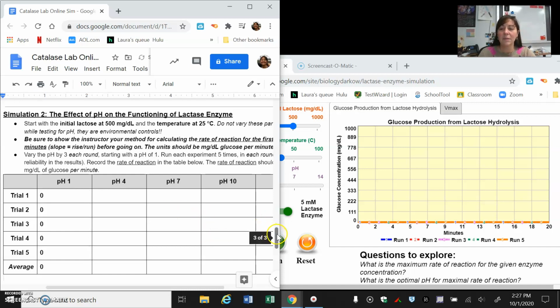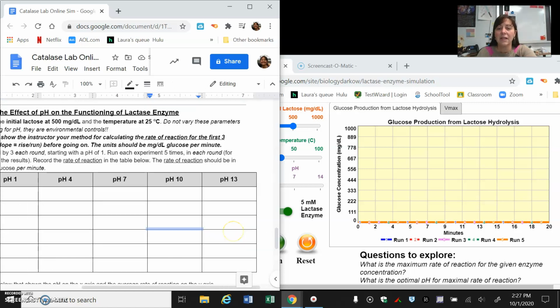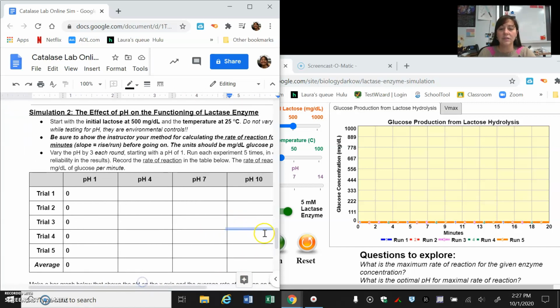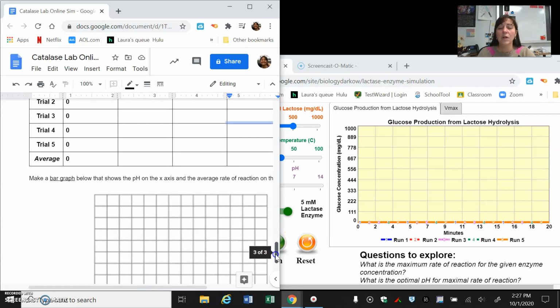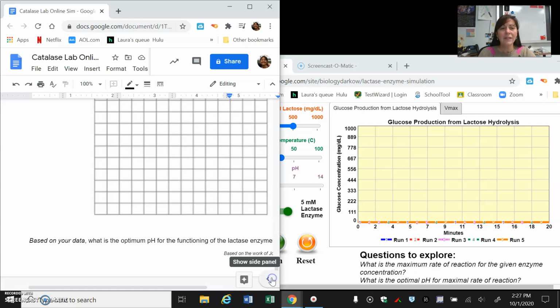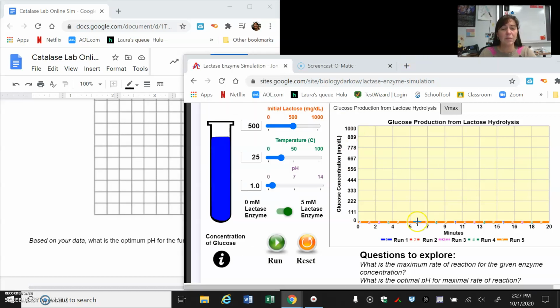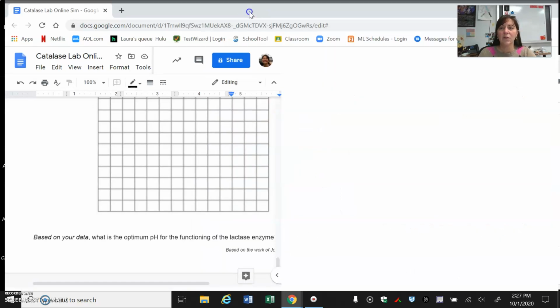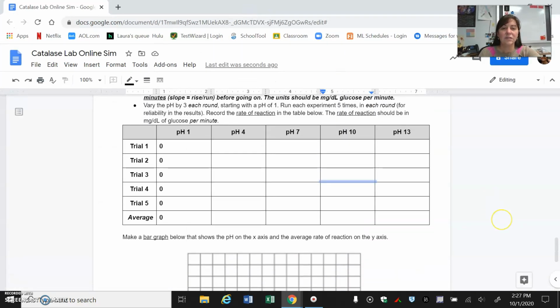So you're going to do the exact same thing, pH of 4, 7, 10, and I believe 13. Okay, and then you're going to answer the questions that go with that. So again, making a bar graph, where do you see the best reaction rate? Okay, so I just wanted to kind of explain to you how to use a simulator, because I know it can be weird and seems confusing when it says to find the average.